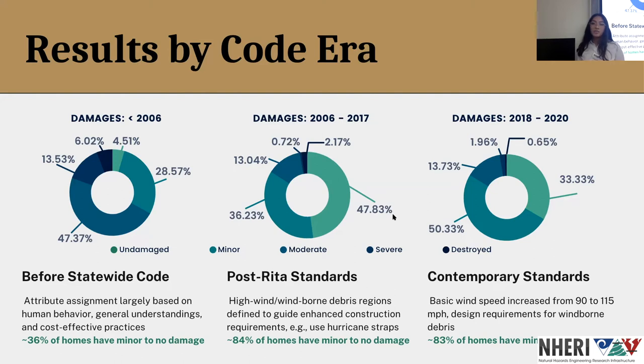As opposed to after the codes were implemented, we saw that over 80% of the homes had minor to no damage. The enforcement of the latest IRC in the third code era, which included increasing the design wind speed by about 20%, resulted in a very similar performance. So from this limited sample, we can see that the statewide adoption of building codes was very useful in almost halving the percentage of homes experiencing moderate or higher damage.